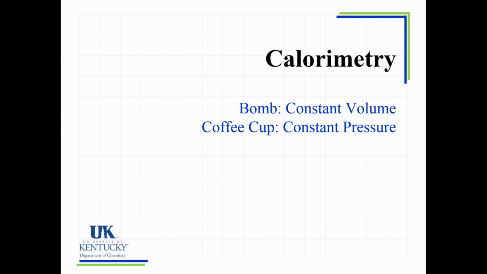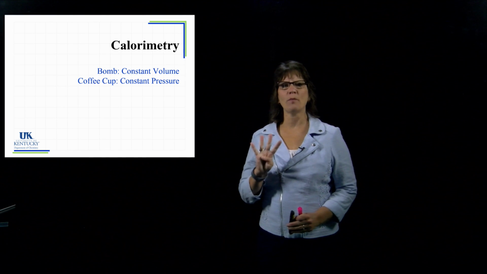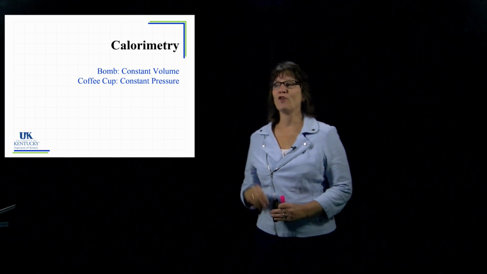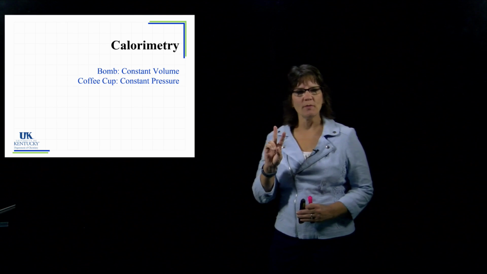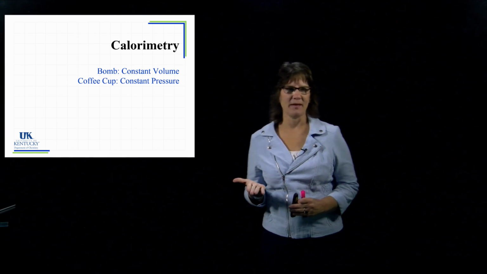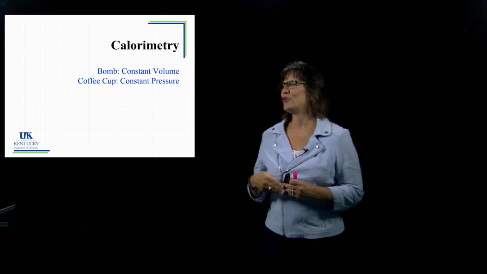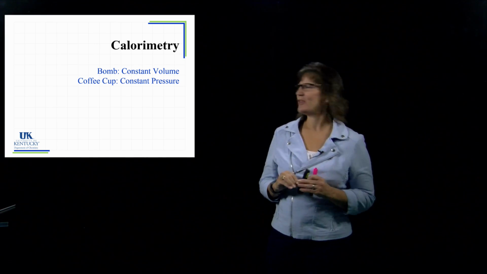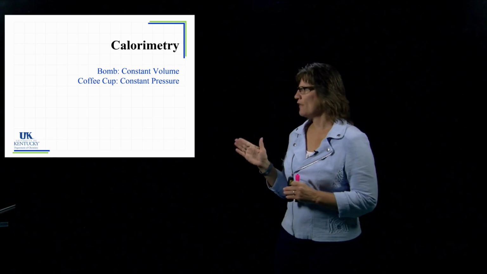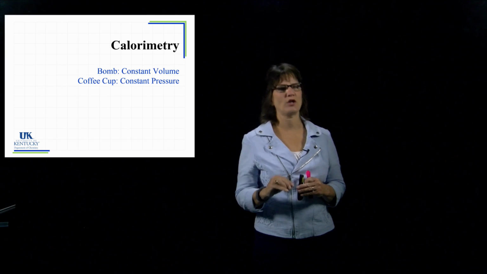We are ready to begin the first of 4 possible ways of determining the delta H of a reaction, and this way involves calorimetry. There are 2 major types of calorimetry. There's bomb calorimetry and coffee cup calorimetry. Great names. If you were to get a little more scientific with the names, a bomb calorimeter is a constant volume calorimeter, and a coffee cup calorimeter is a constant pressure calorimeter.